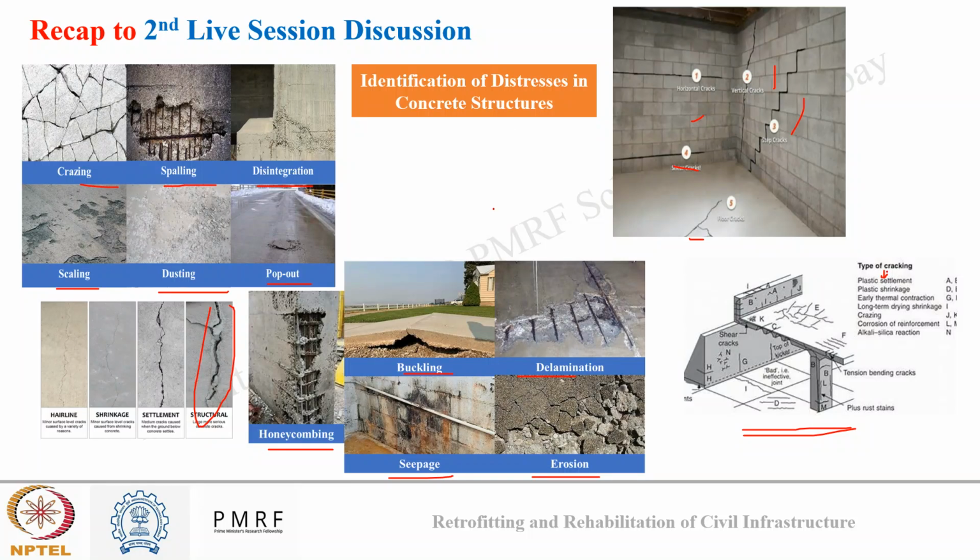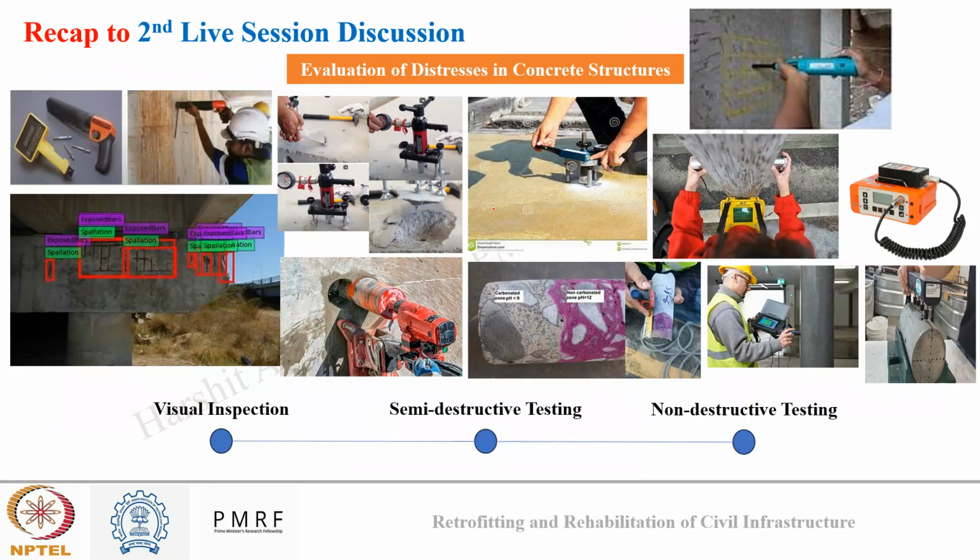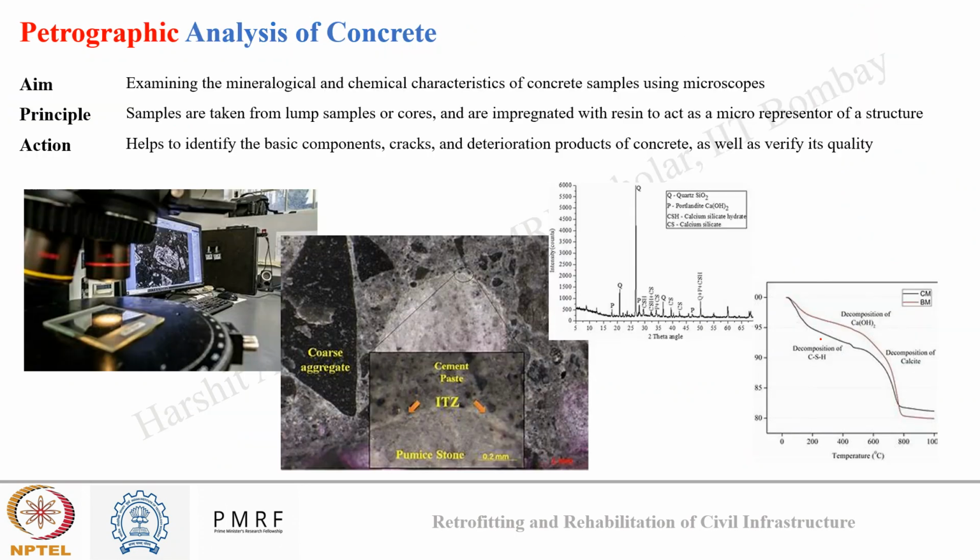In addition to this, once we know distresses, we talked about how distresses can be evaluated in existing infrastructure. In this, we first discussed visual inspection. Then we talked about semi-destructive testing, in which we saw different tests like pull out and pull off, core sampling, penetration resistance, and carbonation depth measurement. And then we talked about non-destructive testing, in which we saw rebound hammer, UPV, half cell, cover meter measurement, and resistivity measurement. So this was all from the last session.